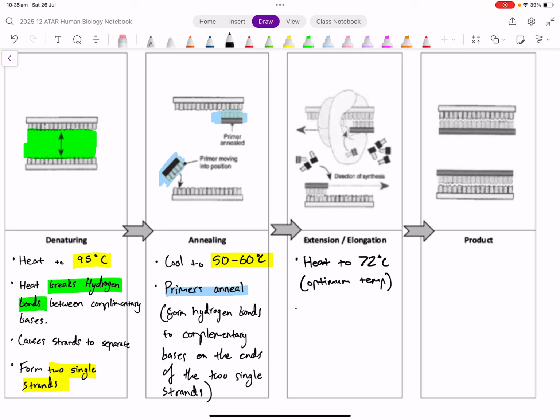So what happens here is Taq polymerase attaches itself to the DNA. Polymerase. And what it's going to do when it attaches to the DNA is it is going to add those complementary nucleotides and that's going to start from the primer.